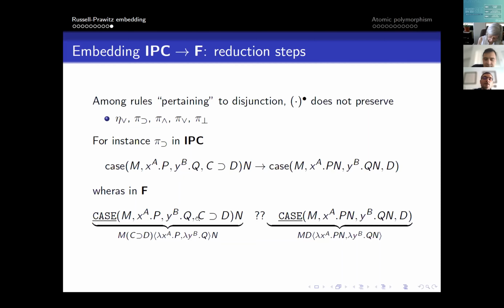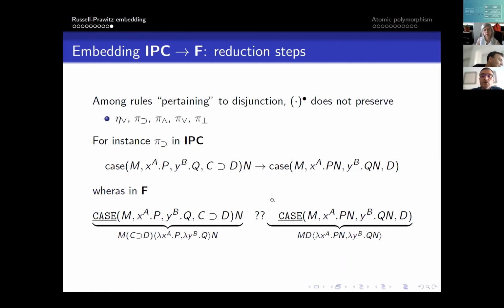So the translation gives us these two terms here in system F, but I even expanded the case construction here, and there is no relation between these two terms by beta eta, at least no obvious one. Okay, so this is the problem, and this happens with all the other rules. So we don't preserve the reduction rules of the source calculus.